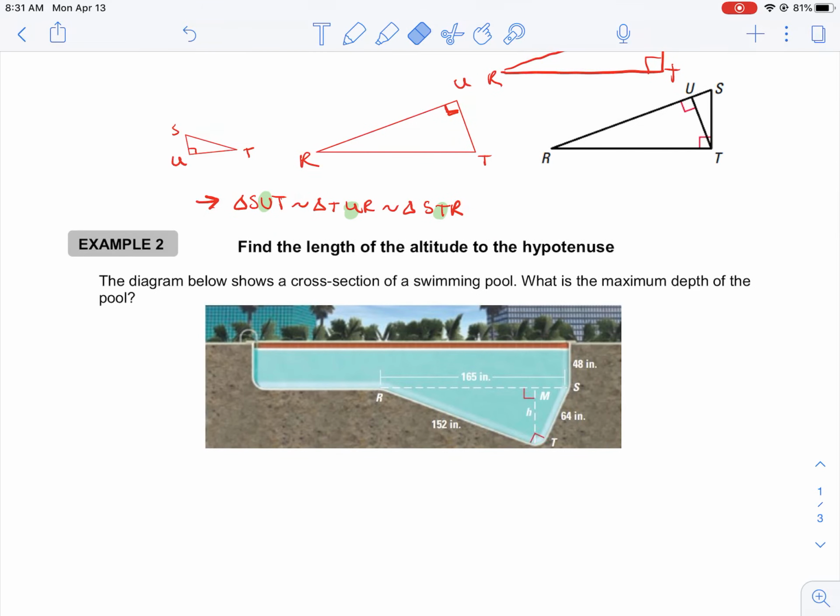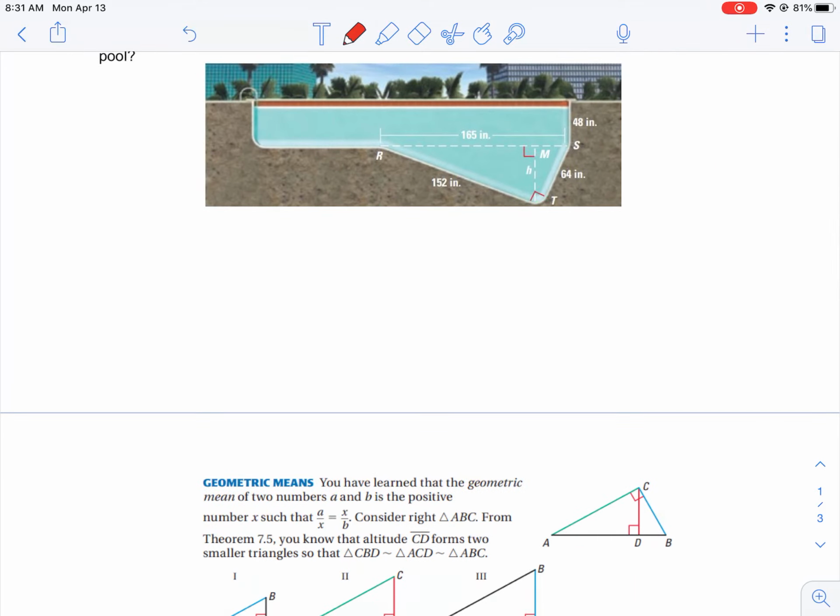Example 2, we have more of a story problem here. So it says the diagram below shows a cross-section of a swimming pool. What is the maximum depth of the pool? So we want to identify the similar triangles and sketch them first. That's kind of our step 1 here.